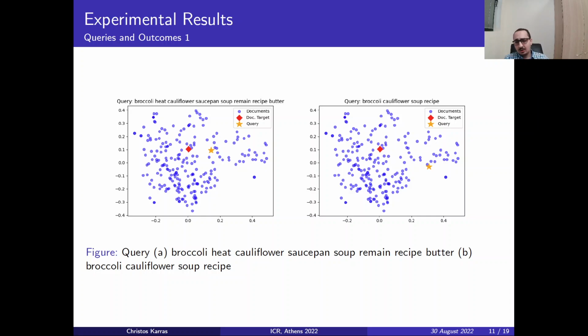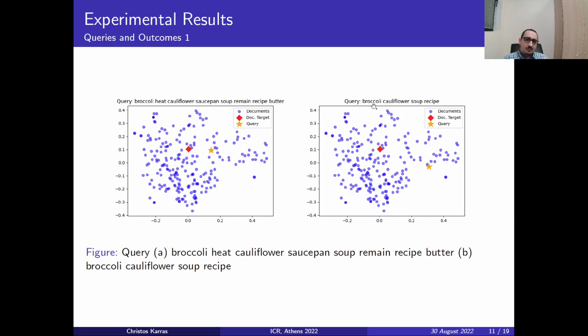Moving on to the queries and the outcomes in a graphical representation. On the left hand side we have the query broccoli, heat, cauliflower, saucepan, soup, remain, recipe, butter. So these are 8 words in a given query. With blue color we have all the documents. With red color we have the target, what we aim to reach, and the star represents the given query, in this case, this query. And then we calculate the Euclidean distance between the query and the document we target.